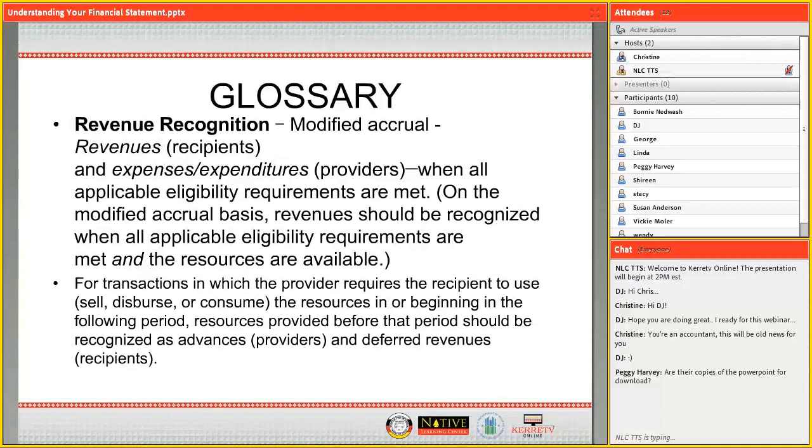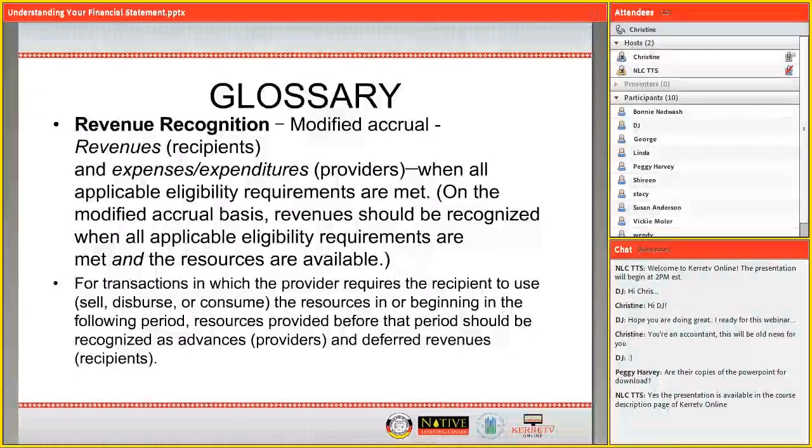Revenue recognition, modified accrual. There are a lot of different methods to do accounting. Cash, full accrual. Governments are required to do a modified accrual, where basically revenues and expenditures are recognized, as in recorded, when all eligibility requirements are met. Okay? So revenue is recognized basically when you know how much it will be and it's available.